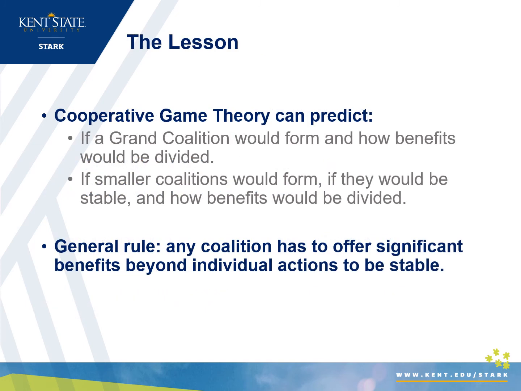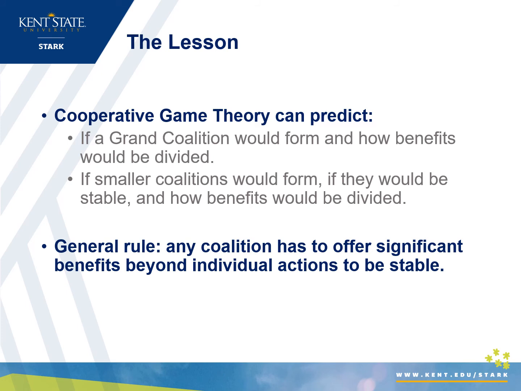Okay. So the big lesson that I want to pull from this is not all of these details about whether A, B, and C are going to form a coalition in this example. Rather, it's what cooperative game theory can do for us. And that is, it can predict if a Grand Coalition would form and how the benefits would have to be divided in that Grand Coalition. It can also predict for us if smaller coalitions would form, if they'd be stable, and how benefits would have to be divided within them for stability. Now, I will say as a general rule, any coalition has to offer significant benefits beyond what individual actions would offer in order to be stable.